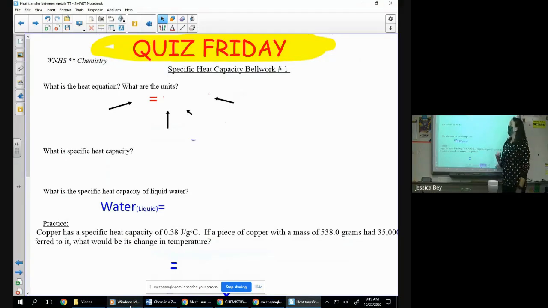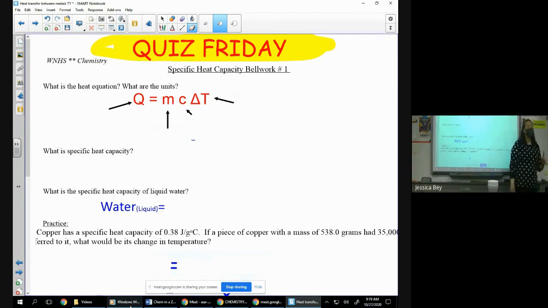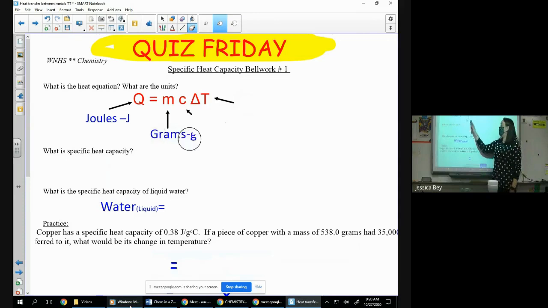So the first one, what is the heat equation? Q is equal to what? Q = mcΔT. Q is the quantity of thermal energy or heat, which is written in joules, which is a J you will need for your final answer if you calculate Q. M is mass in grams. C is our new idea, called specific heat capacity. And then we have degrees C for our change in temperature. Remember, you subtract to get a change in temperature.